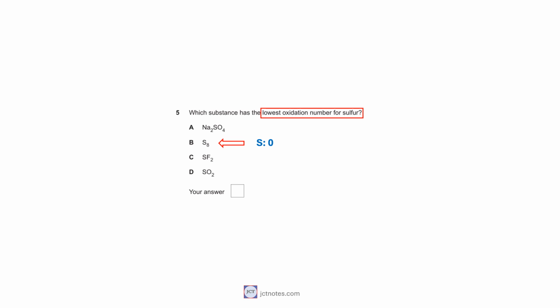In the other compounds, sulfur will have positive oxidation numbers since oxygen and fluorine are more electronegative and tend to pull electrons away from sulfur. So, S8 has the lowest oxidation number for sulfur and the answer is B.